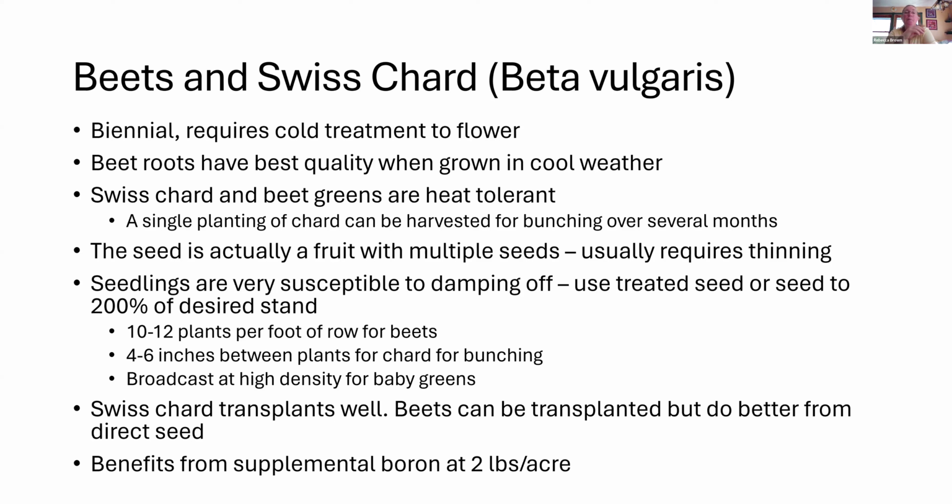Beets do benefit from supplemental boron. Chard has less of a boron requirement than beets do, but you will still get better plants if you make sure to have a sufficiency of boron.